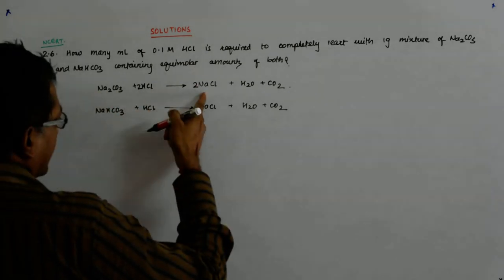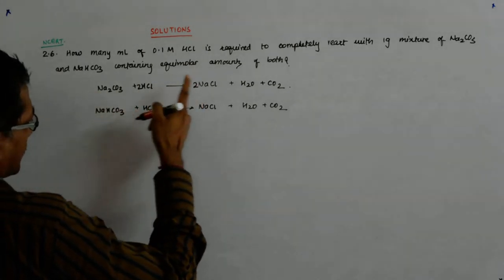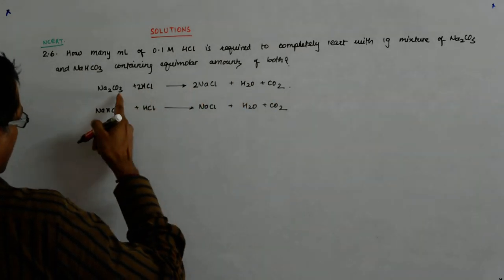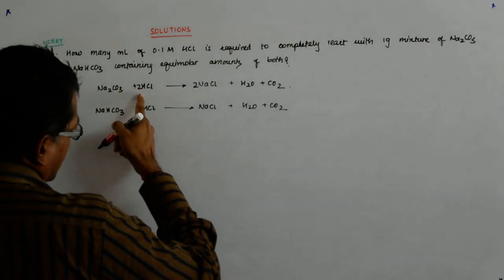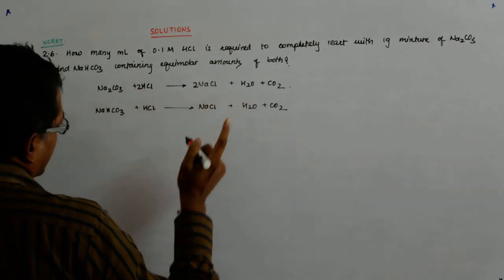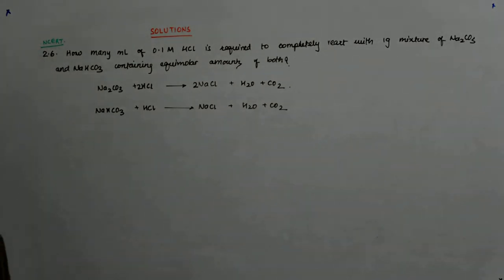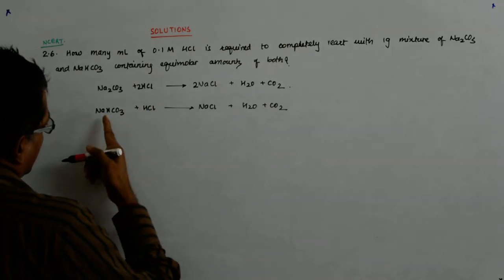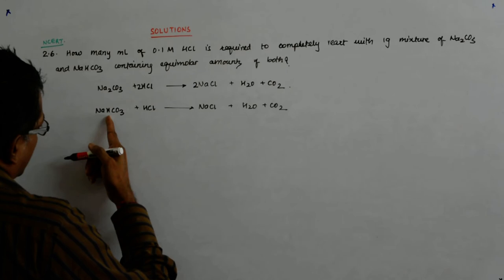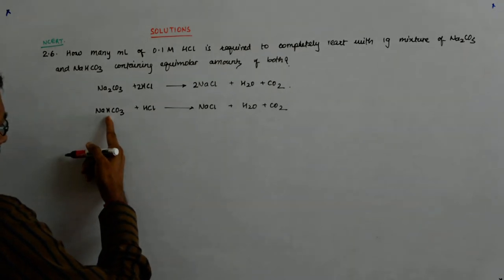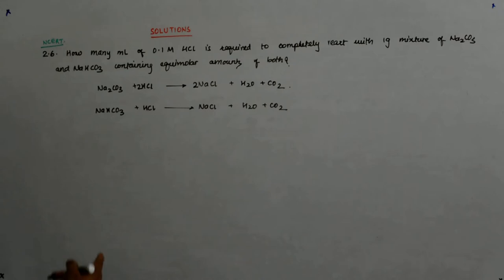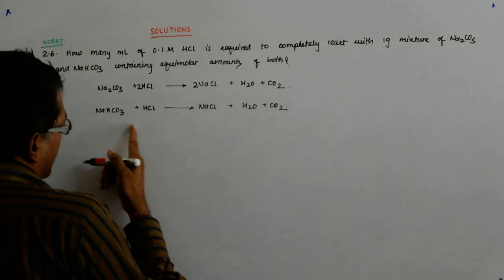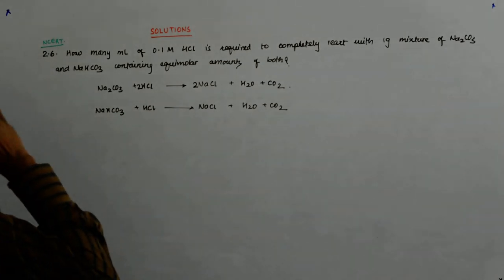Now Na is balanced, C is balanced, O is balanced, 2 here and 1 here, H we just balanced, Cl is balanced. Fine. So this is a balanced equation. Here Na 1, H 1, there's one here, so 2 here, and 1 C is here and 1 C is there, and 3 and 3. Fine. So this is a balanced equation.